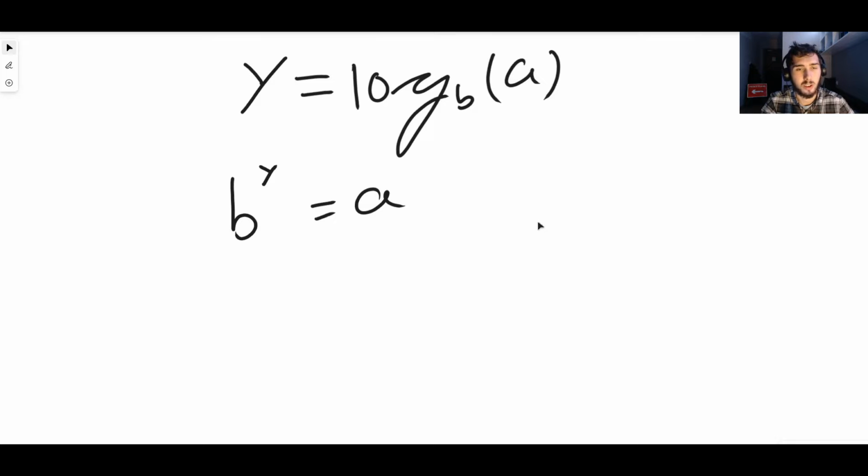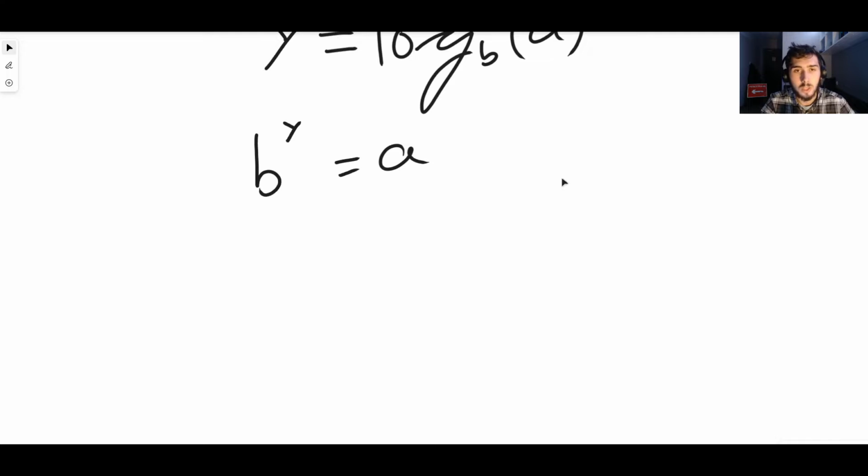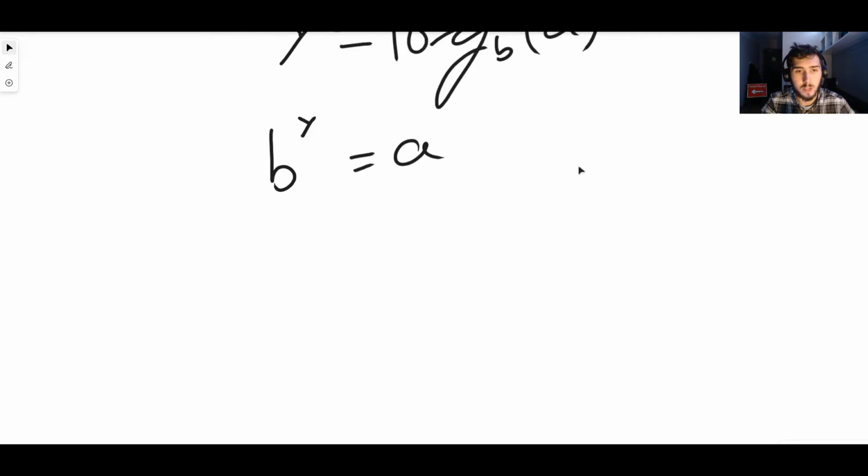I know it looks kind of weird, but that is true. We have just rearranged it. So we get b to the y equals a. I hope everyone's happy with that by definition.